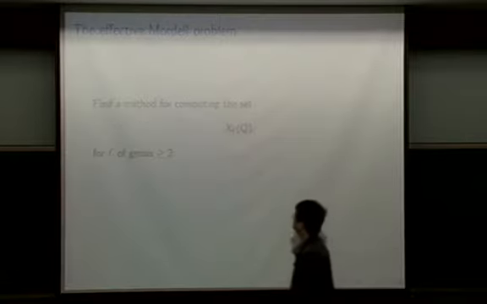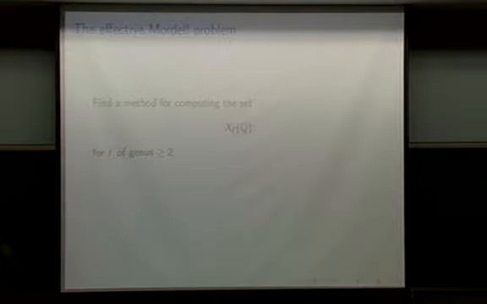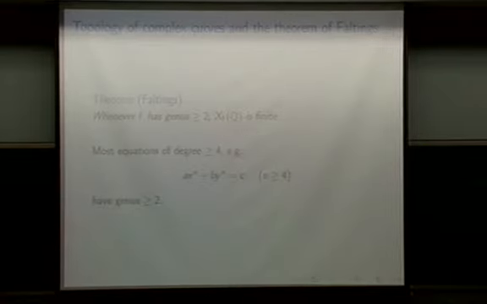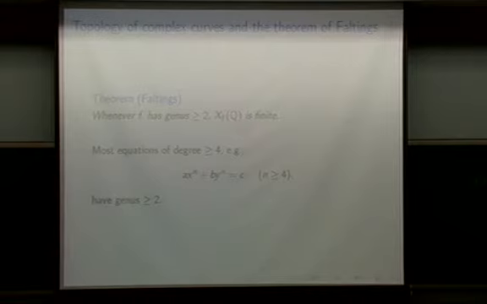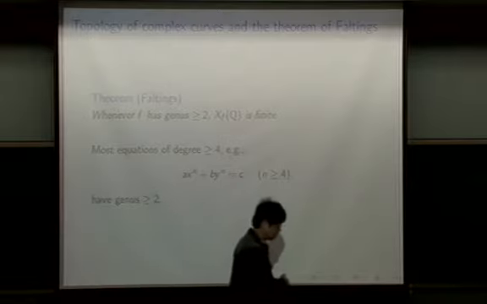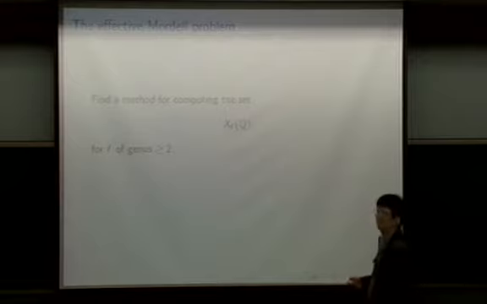Right. So this is the problem, and this is sometimes called the effective Mordell problem. The reason is that this theorem of Faltings that I referred to earlier was called the Mordell conjecture before. It was conjectured by Mordell sometime in the early 20th century, and then Faltings proved it in 1983. So the finiteness itself was a conjecture that was proved by Faltings. So it's a theorem. But the effective version of this problem is still an open problem.